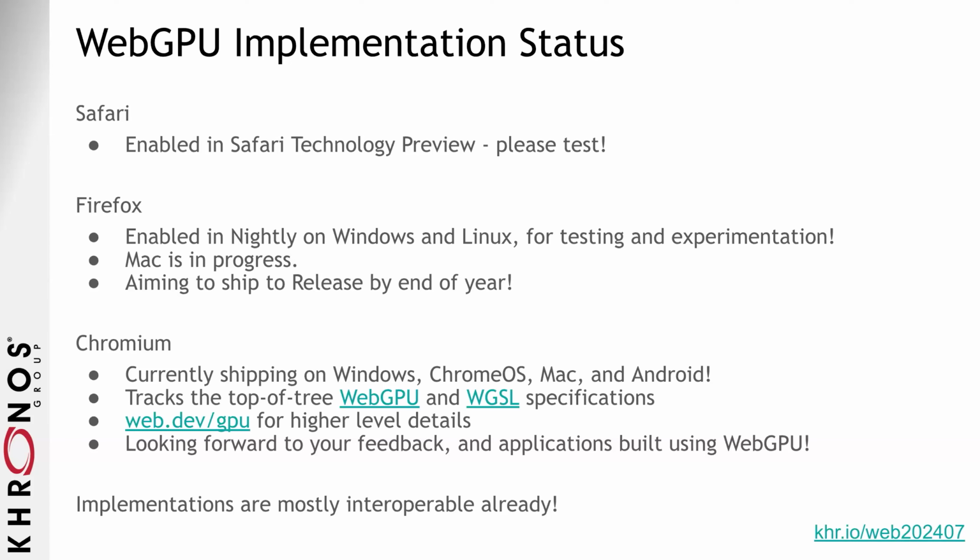Chromium is shipping on basically everything. Chromium is also, I believe, the most up to date with the top of tree WebGPU and WGSL specifications. But implementations are mostly interoperable. The idea here is that we're in the please-test-it-on-multiple-browsers stage. Please give us feedback. Please tell us what you like and what you don't like about it, because we're really firming this up to be the foundation for what we're starting to look at in the future.